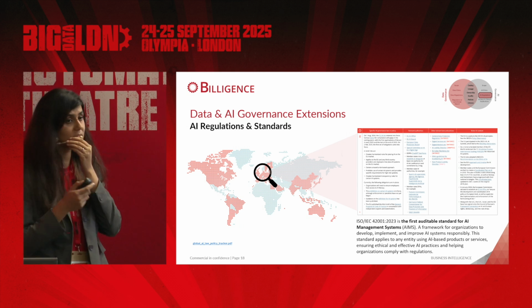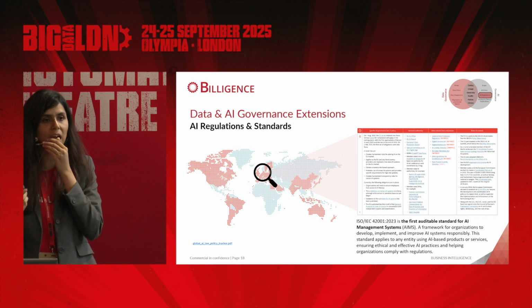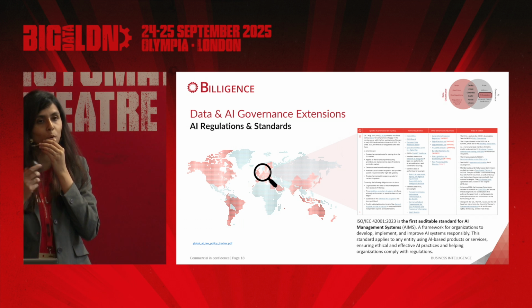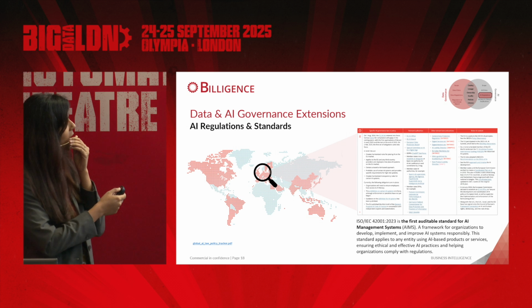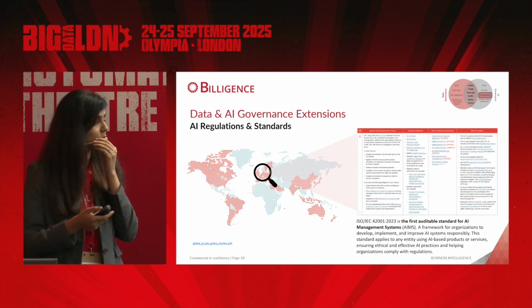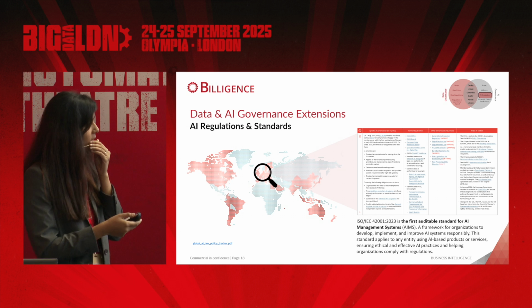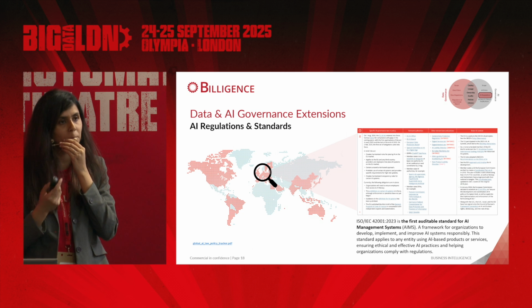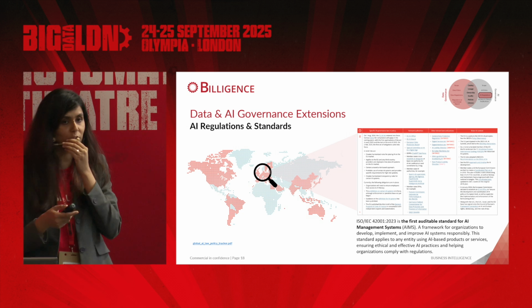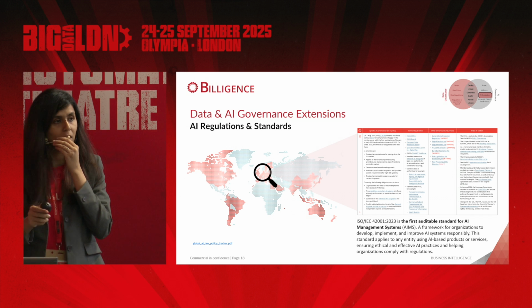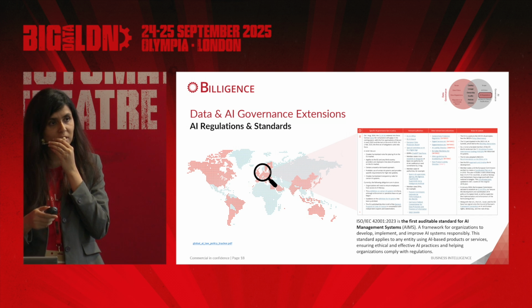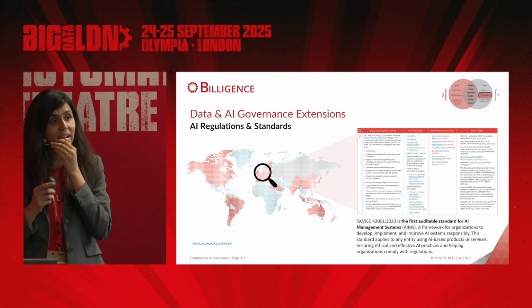And there are also standards we look towards. Obviously, we have traditionally NIST frameworks and OECD principles, but now we have the ISO standard. So ISO 42001 is a framework that helps you to develop, implement, monitor, and improve your AI systems responsibly. So these are the standards and regulations that we need to keep track of. And that's why we need people who understand the policy ecosystem.